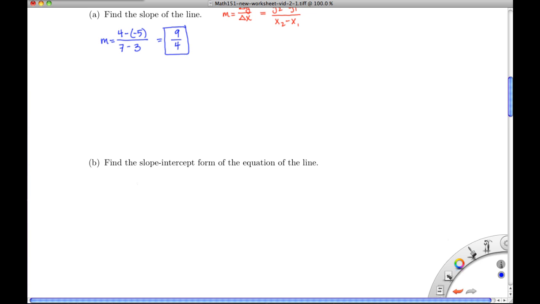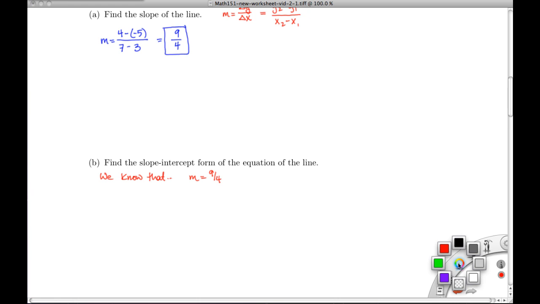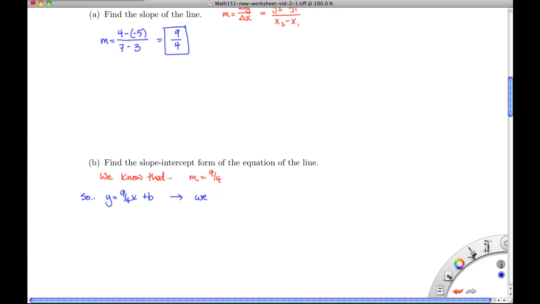And this is why it was helpful to talk about this method for slope-intercept form in the previous problem. So we know that m is equal to 9/4. So from this we can conclude that y has to be equal to 9/4 x plus b. So again, we're in the situation where we need to find b, so we find b by plugging in a known point.